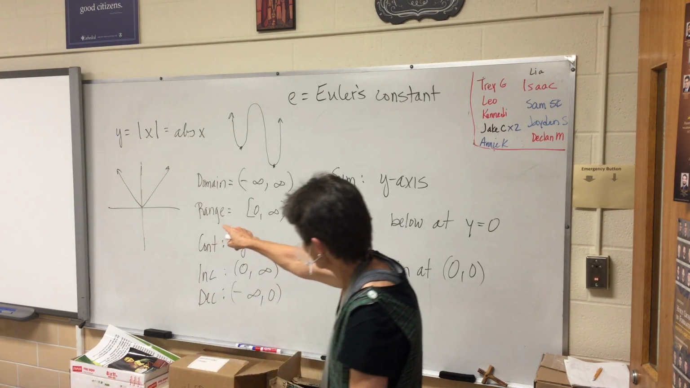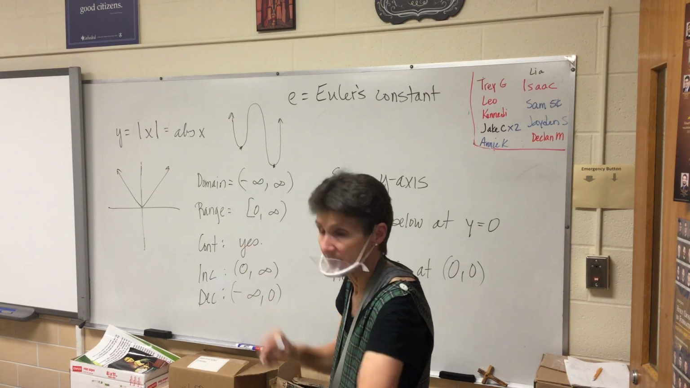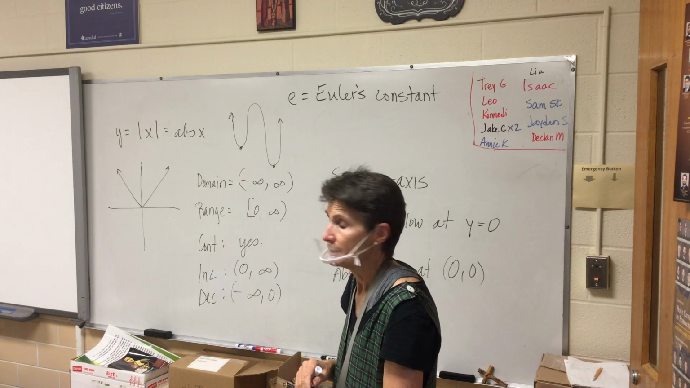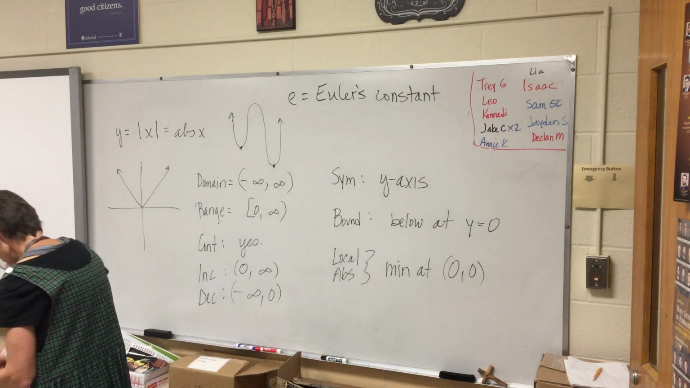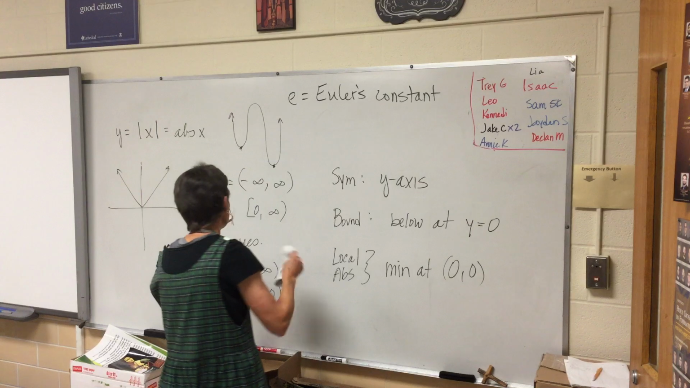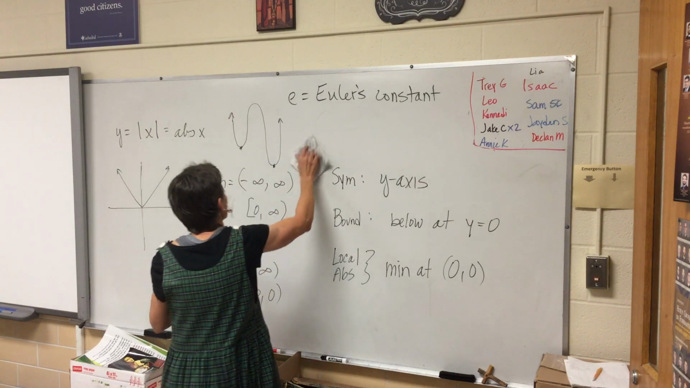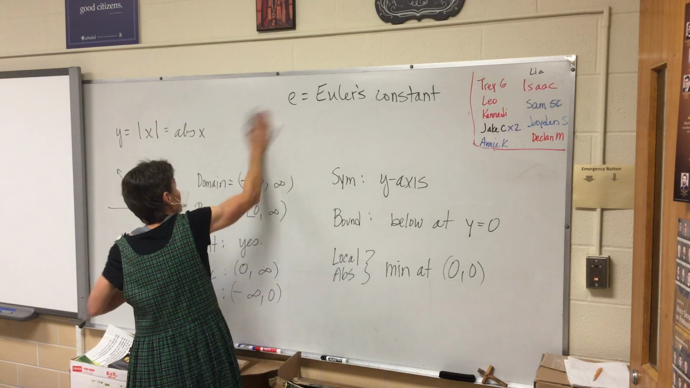Horizontal asymptote. Does that picture have either a horizontal or a vertical asymptote? None. None. And then end behavior. This is the kind of the new one, the tricky one. End behavior.